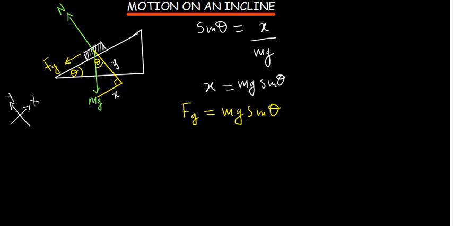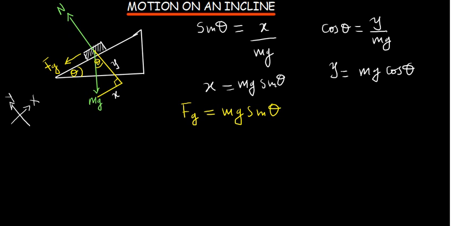From here we can also talk about cos using our SOHCAHTOA. Cos theta is given by adjacent over hypotenuse. The adjacent side is y, and the hypotenuse is mg. So making y the subject of the formula, y is going to be mg cos theta.